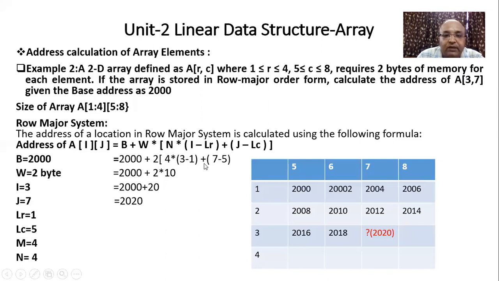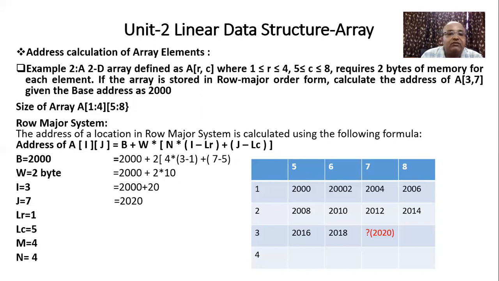3 minus 1 plus j means what? Column index of the element for which you are going to find out the address. That is what? 7 minus LC. Keep this in mind. Now LC plays a very important role. Minus what? LC. So what will happen? LC is what? That is the lower index of a column. So the lower index of column is what? 5. So 7 minus 5.